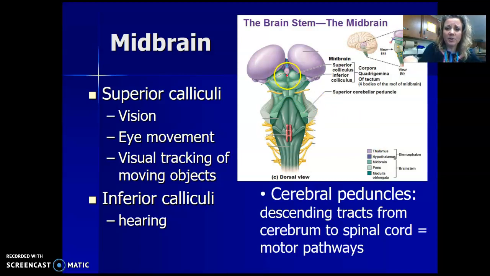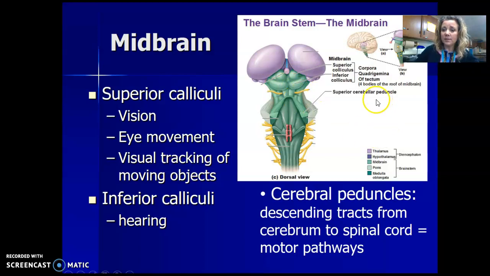These first two, which are considered the superior colliculi, are involved in vision, and they help us with our eye movement, like with tracking moving objects, and they also sense visual stimuli from the eyes. The inferior colliculi are involved in the conduction of impulses from our hearing centers. So the superior colliculi, vision, and the inferior colliculi, hearing.